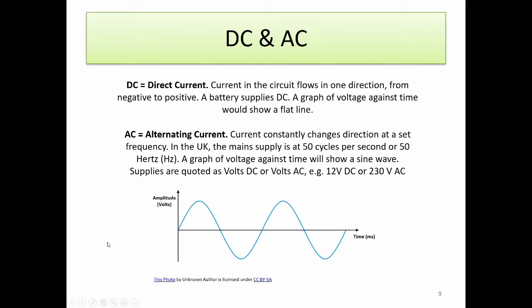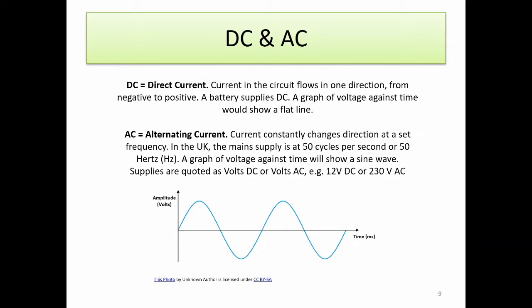DC and AC. You will have heard these terms and might know or might not know what they are. DC equals direct current. Current in the circuit flows in one direction from the negative to positive. A battery supplies DC. If we were to look at a graph of voltage against time for a DC circuit, it would show a flat line.